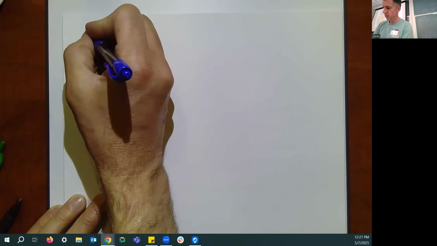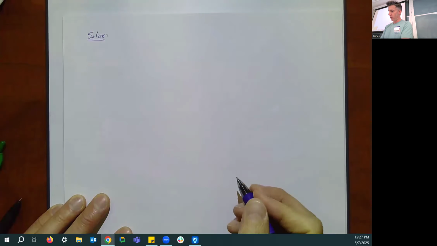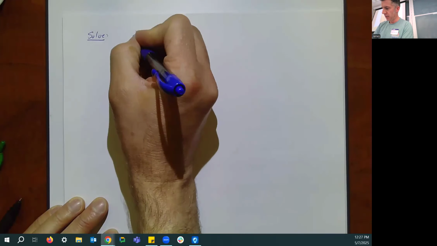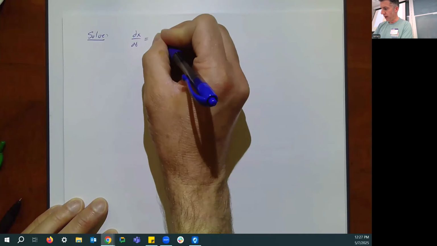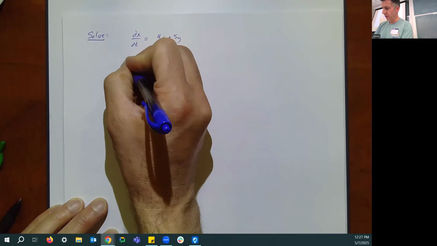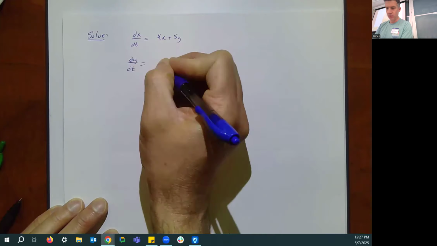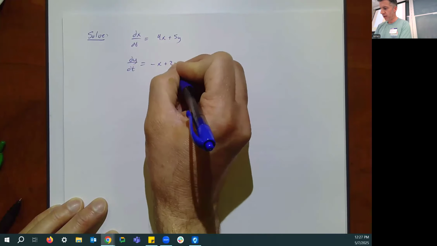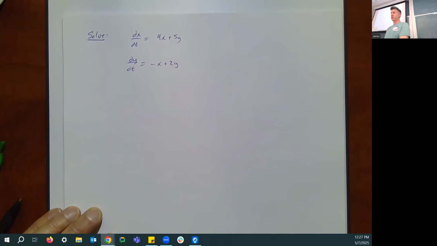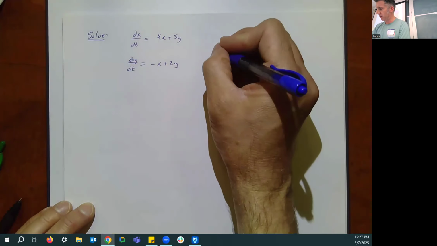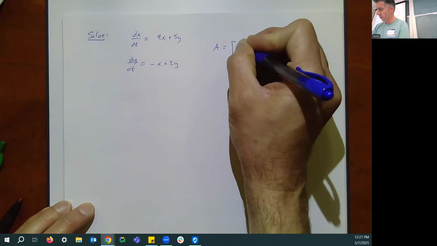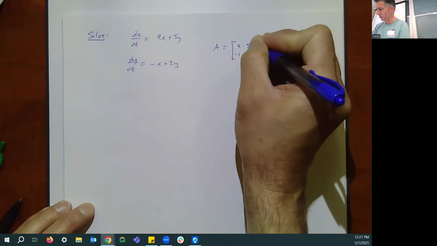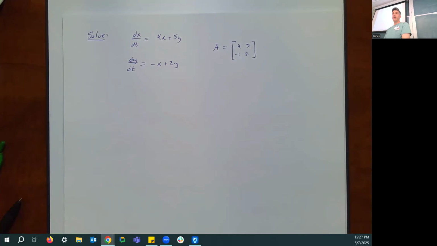So let's do an example. Let's say we have the following system of equations: dx/dt equal to 4x plus 5y, and dy/dt equal to -x plus 2y. And again, normally I wouldn't even write it this way. I'd just jump straight to writing the matrix. Our matrix here is going to be 4, 5, -1, 2. Now we're going to start by finding the eigenvalues.